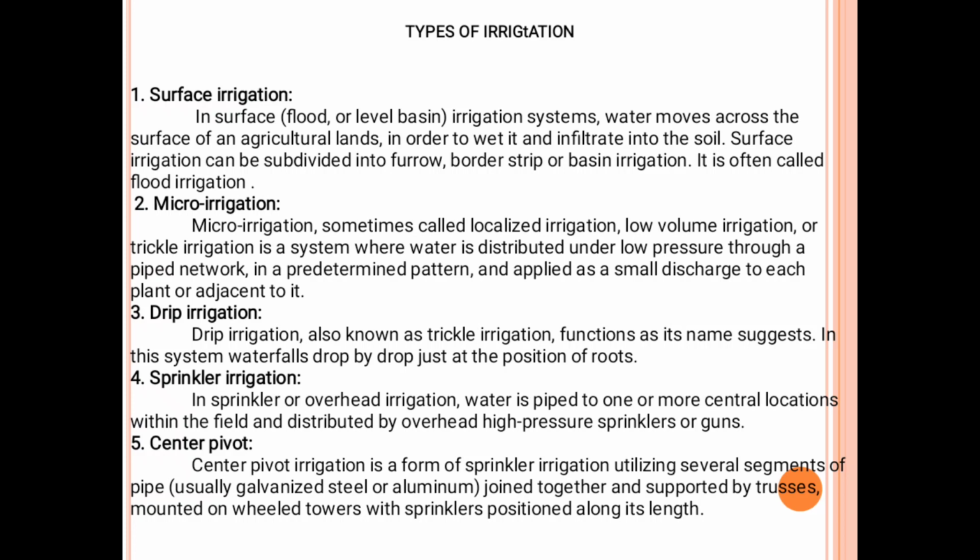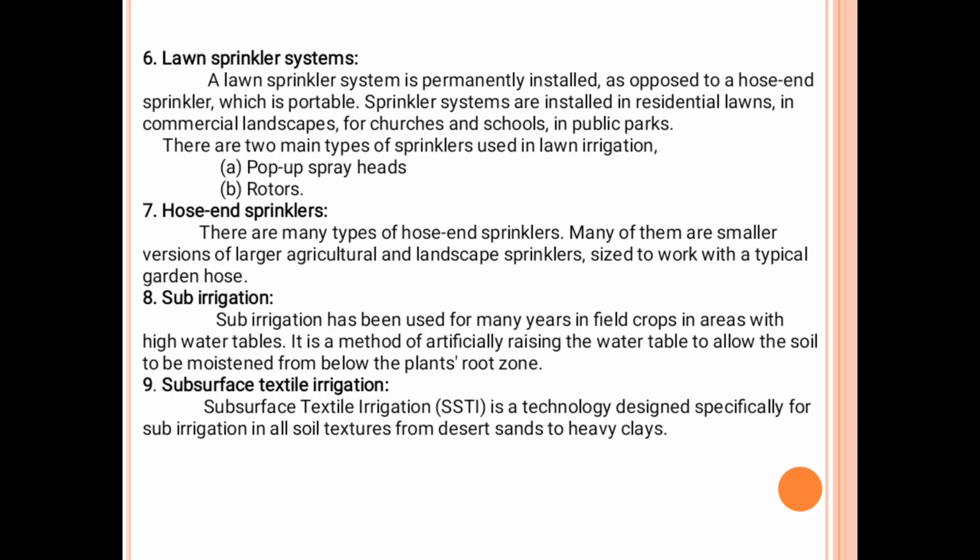Sprinklers are at one or more central locations. In a central pivot, several segments of a pipe are joined together and supported on wheeled towers to sprinkle the positions. Lawn sprinklers: there are two types of sprinkler, pop-up and rotors. This is for lawns, which can be portable, for churches, schools, commercial landscapes, residential lawns. Household sprinklers: there are many household sprinklers. Many of them are smaller versions of large agricultural landscape sprinklers, sized to work with the typical garden hose.